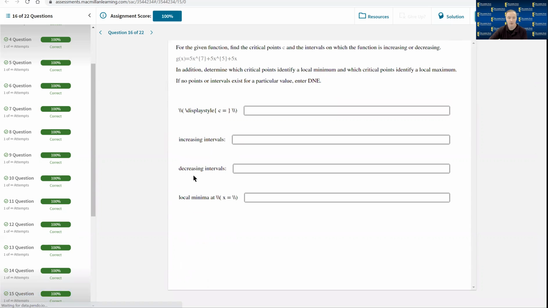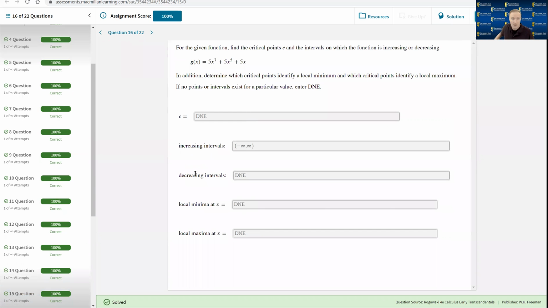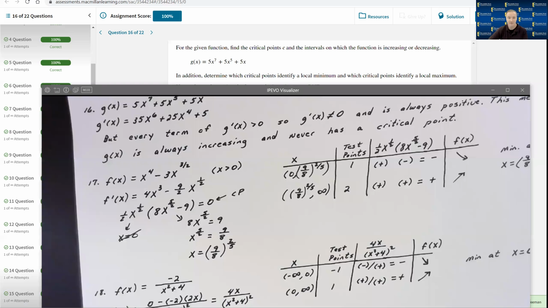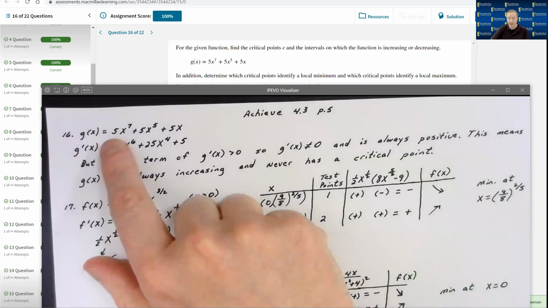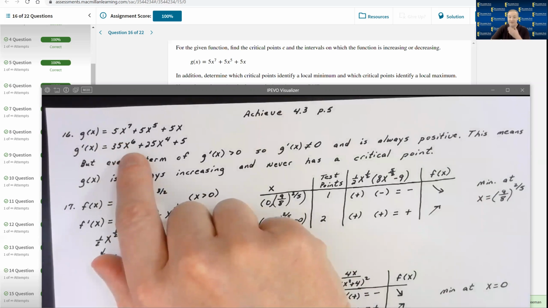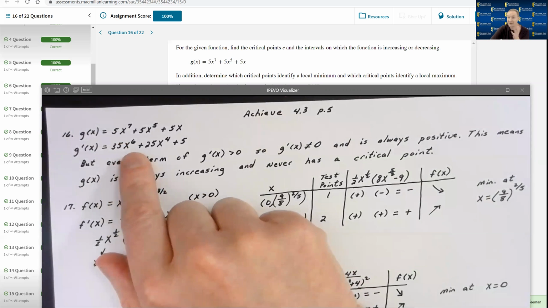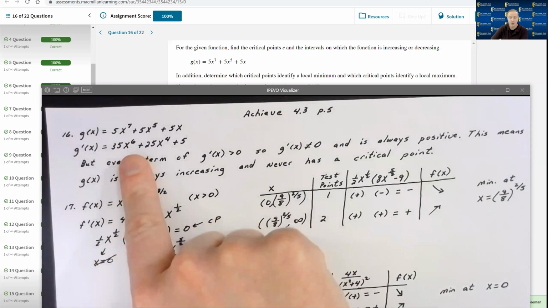Now for the next problem here, it's going up, still just a polynomial function, but much higher power. 5x to the 7th plus 5x to the 5th plus 5x. Whenever I was thinking about how to work this problem, of course, we had to take the derivative. But then as soon as I took that derivative, I knew I didn't have to go any further. And I want you to know the same thing.